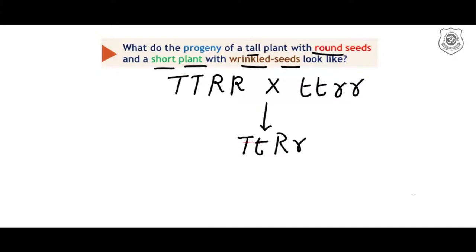What you're supposed to do now? Self-pollination of this F1 generation. So please do this activity and you have to find out whether this plant obeys the law of independent assortment.